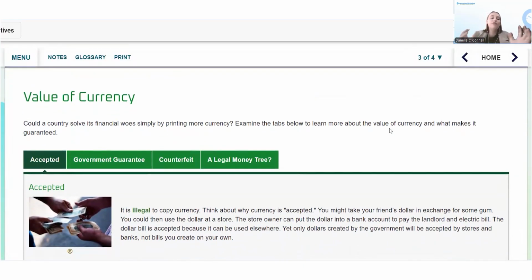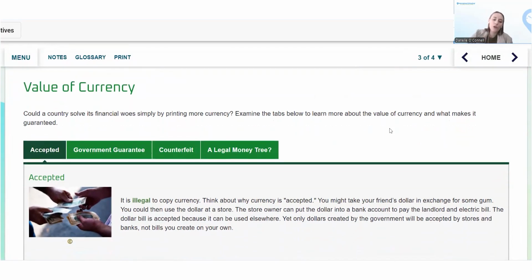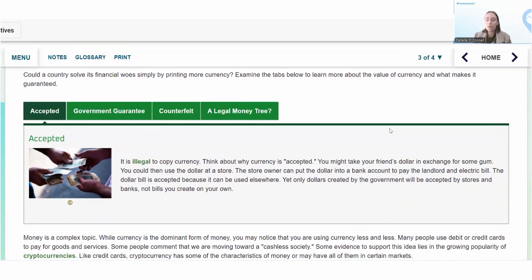Now, what is the value of currency? Why would a country not just simply print more money? What is the value of currency and what makes it guaranteed? So first and foremost, as we said, it is an accepted method of money. So it is illegal to copy said currency. Currency is accepted because it's approved by the government. It is accepted by the government. The government has printed those bills, and that is why it is accepted.